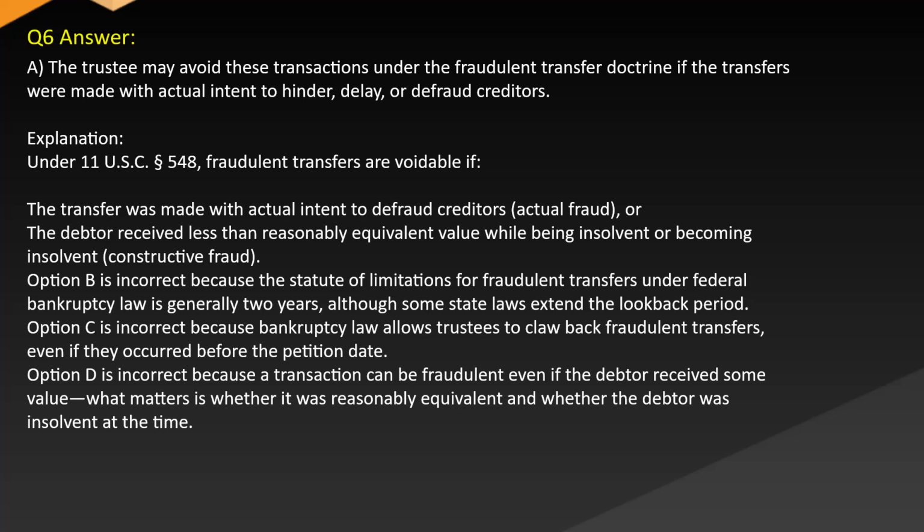Constructive fraud. Option B is incorrect because the statute of limitations for fraudulent transfers under federal bankruptcy law is generally 2 years, although some state laws extend the look-back period. Option C is incorrect because bankruptcy law allows trustees to claw back fraudulent transfers even if they occurred before the petition date. Option D is incorrect because a transaction can be fraudulent even if the debtor received some value. What matters is whether it was reasonably equivalent and whether the debtor was insolvent at the time.